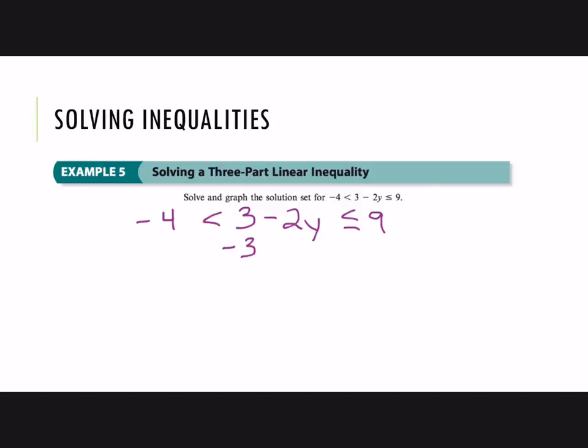So we'll subtract 3. And then we need to subtract from all 3 parts, because remember, if we split this up, the opposite side of the inequality could be either the -4 or the 9. So I'm going to subtract 3 from the -4, and then also from the 9. So then you end up with -7 is less than -2y is less than or equal to 6. And the next step is divide by -2.